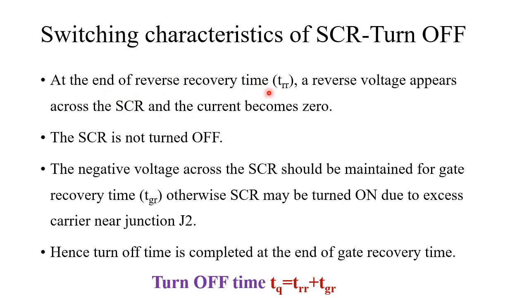At the end of reverse recovery time, the reverse voltage appears across the SCR and the current becomes zero. So at the end of reverse recovery time, the SCR is not turned off. The negative voltage across the SCR should be maintained for the full gate recovery time. Otherwise, the SCR may be turned on due to excess carrier near junction J2. Hence, the turn-off process is completed at the end of gate recovery time. Therefore, the total turn-off time is equal to reverse recovery time plus gate recovery time.